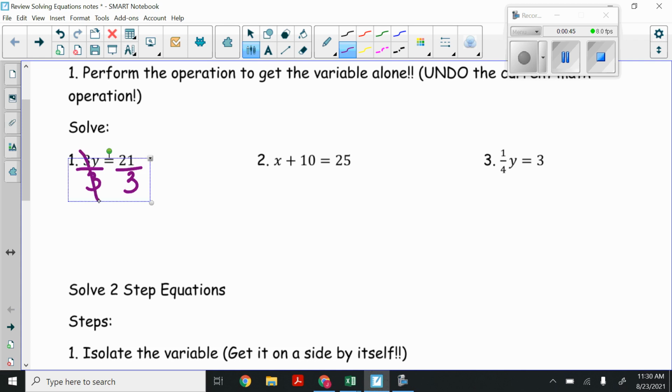So here, 3 divided by 3, they cancel. That's why we did that. And we're left with y equals 21 divided by 3, 7. So our answer, y equals 7. And I've shown my work there. Remember that we are showing all steps.